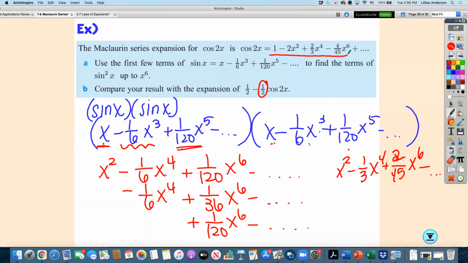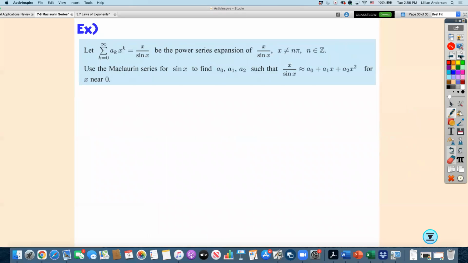Looking at one that's a division problem together is the last one. You have this here, and it's equal to x over sine x. It's the power series expansion. Use the Maclaurin series for sine x to find a sub 0, a sub 1, a sub 2, such that it's set up in that respective format.